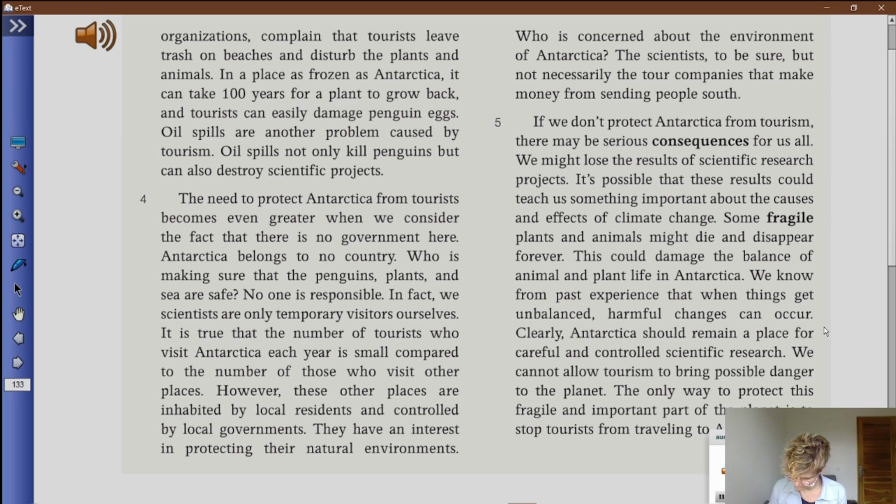Clearly, Antarctica should remain a place for careful and controlled scientific research. We cannot allow tourism to bring possible danger to the planet. The only way to protect this fragile and important part of the planet is to stop tourists from traveling to Antarctica.